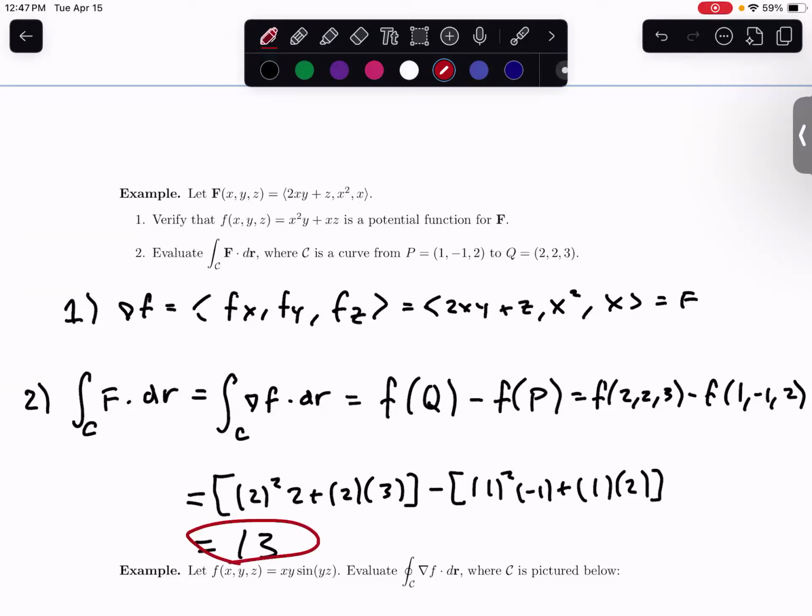Right, so that's all you have to do. Once you know it's a conservative vector field, you can then apply the fundamental theorem for conservative vector fields. And it's as easy as just finding the difference of these two values, right?